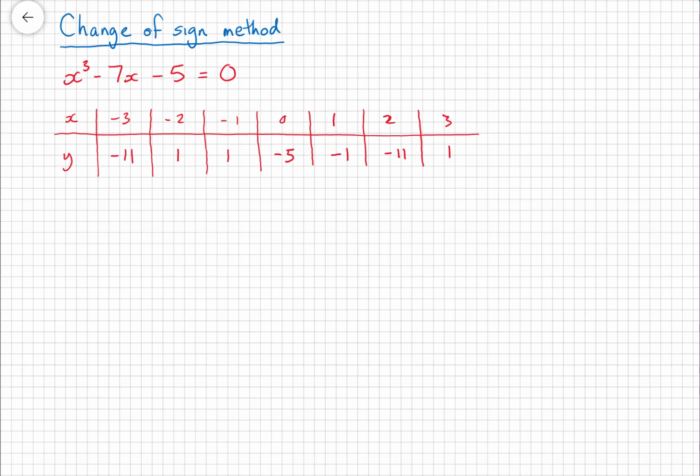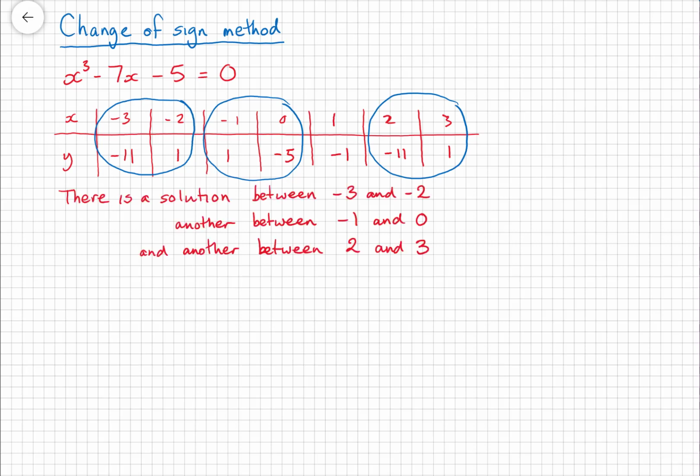If we look at that table of values for y, we can see that there is a change of sign between -3 and -2. There's another change of sign between -1 and 0, and a final change of sign between 2 and 3. And that's broadly what we were expecting to find. And we're able to say that there is a solution between -3 and -2, another between -1 and 0, and another between 2 and 3.